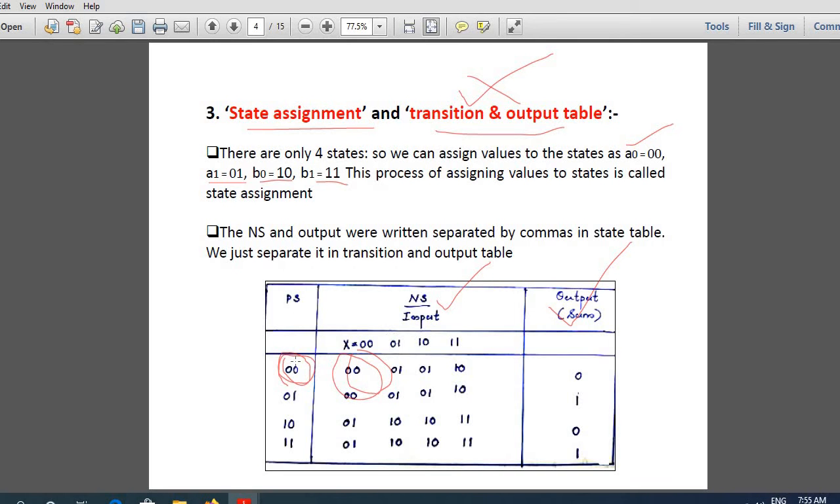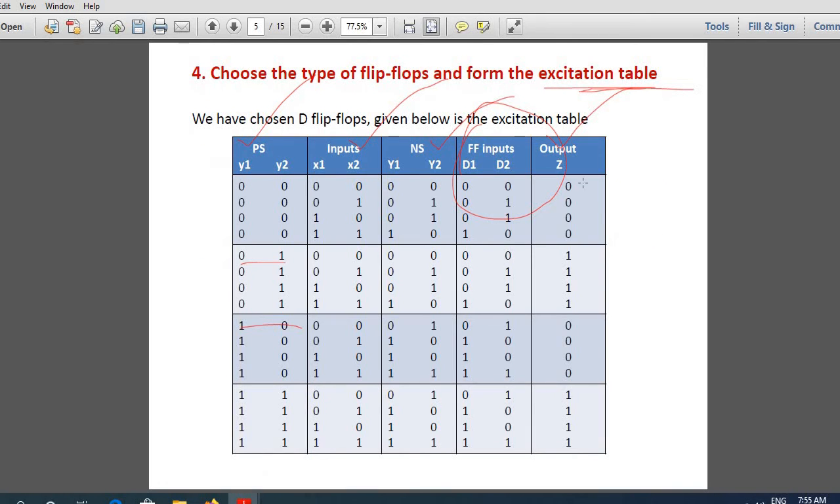You know that when the present state is 0, 0, whatever the input is, your output is 0. So it's very easy to fill the output table. For present state 0, 0, your output is always 0. Similarly, when your present state is 0, 1, your output is always 1. It means that for Moore, the state decides the output. For each state, it will have an output and it is not dependent on the input application.